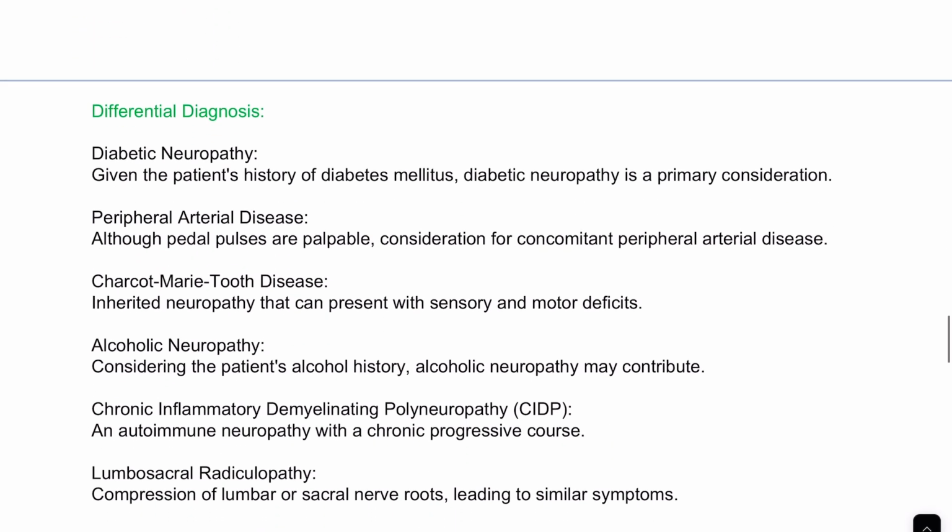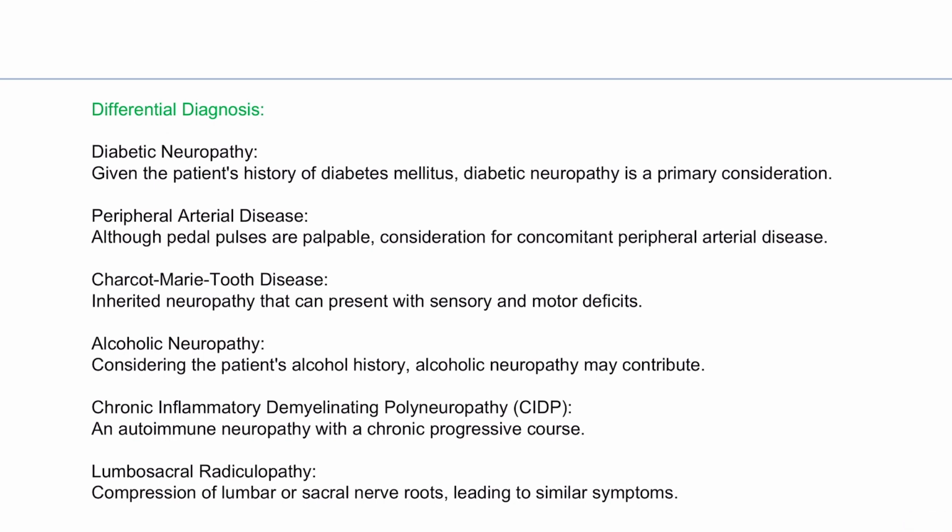So then you're going to talk a bit about the differential diagnosis. If there's some clue, it is okay. If there's no clue, then you can just mention these differential diagnoses, like diabetic neuropathy. If there is a history of diabetes mellitus, diabetic neuropathy is a primary consideration. Peripheral arterial disease: pedal pulses are palpable, but consider concomitant peripheral arterial disease. Charcot-Marie-Tooth disease: this is an inherited neuropathy that can present with sensory and motor deficit. Alcoholic neuropathy, if the patient has a history of alcohol, otherwise you just put it in your differential.